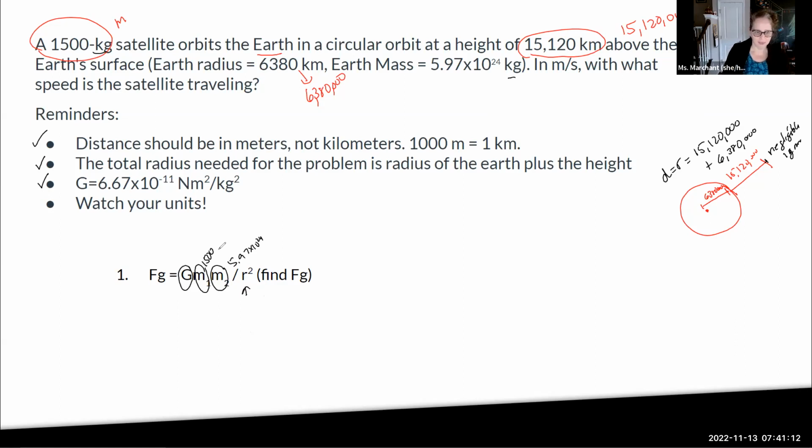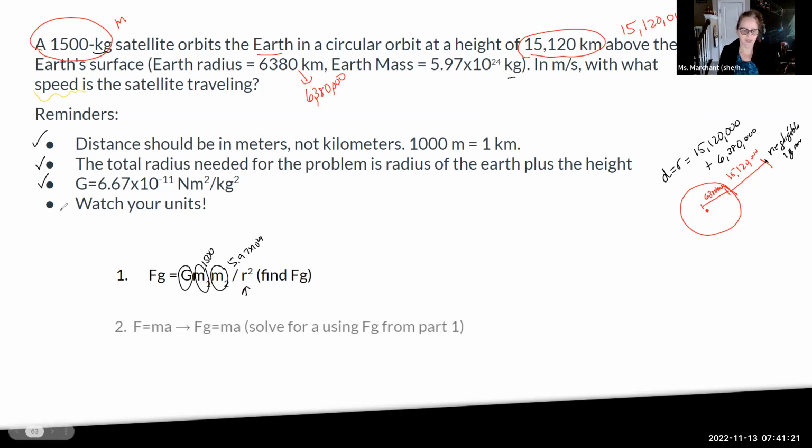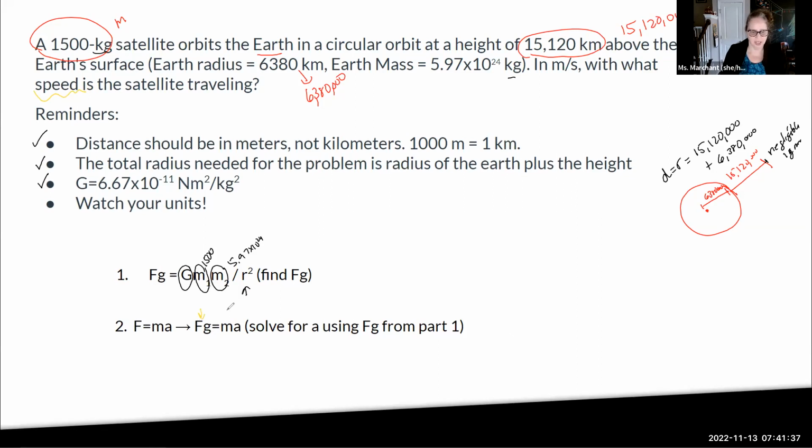And then we go back and double check. Is that what the problem asks for? Some of the problems are going to stop here. They just want the force of gravity. But this one wants the speed. What equation do I have for speed? I have an equation that relates acceleration to speed. So I've got to do what first? Find the acceleration. Now I can plug in my FG that I had, my mass that I had, and I'm going to find the acceleration.